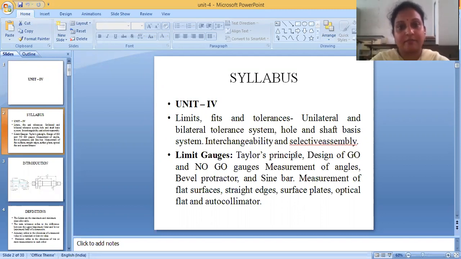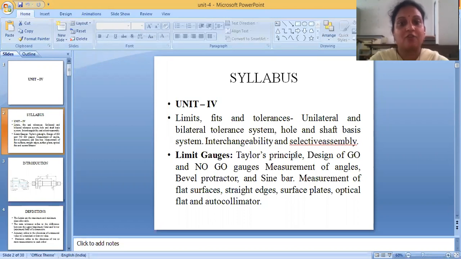Unit 4 will speak about limits, fits and tolerances, what is unilateral and bilateral tolerance, what is hole and shaft basis system, what is interchangeability and selective assembly. So this is the first part of Unit 4.